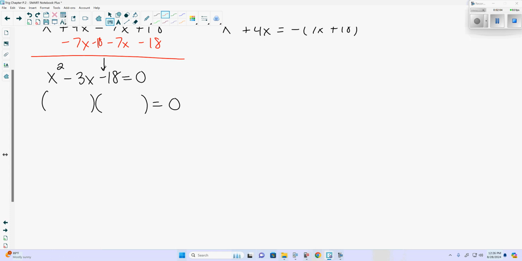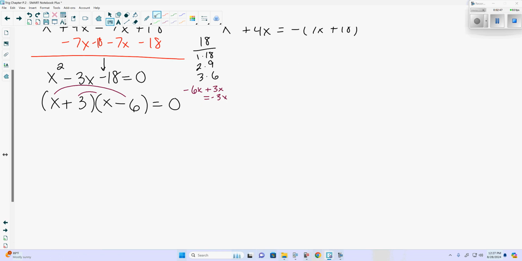Since the sign of our third term is negative, our signs are opposite, positive and negative. Our factors of x squared are x and x. Now the factors of 18. Which one do we want to try first? 3 and 6. Which one's positive? Which one's negative? Negative 6. And if we check this here, x times negative 6 would be negative 6x. 3 times x would be positive 3x, giving us indeed our middle term of negative 3x.